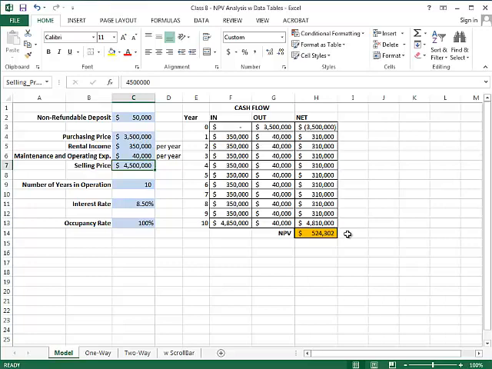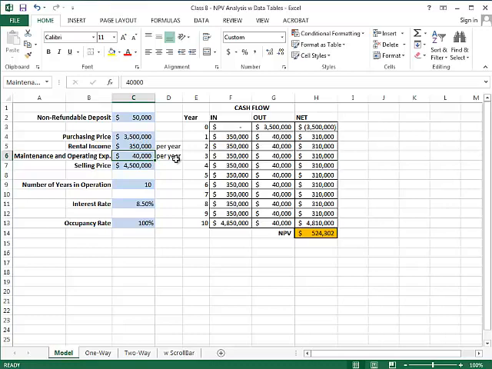So regardless of whether your maintenance and operating expenses are at 30K per year or at 40K per year or anywhere in between, you will still make this purchase. What this is telling you is your model is not very sensitive to the changes in maintenance and operating expenses as long as you're within the 30 to 40K range.